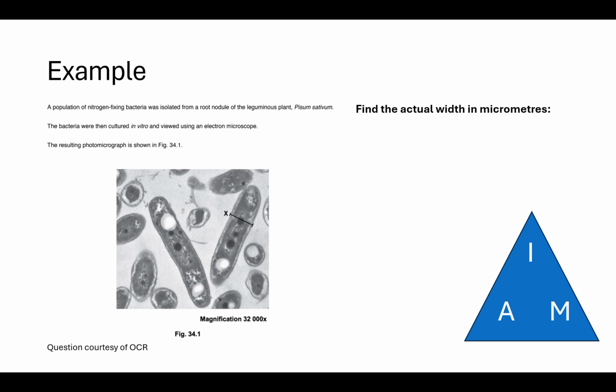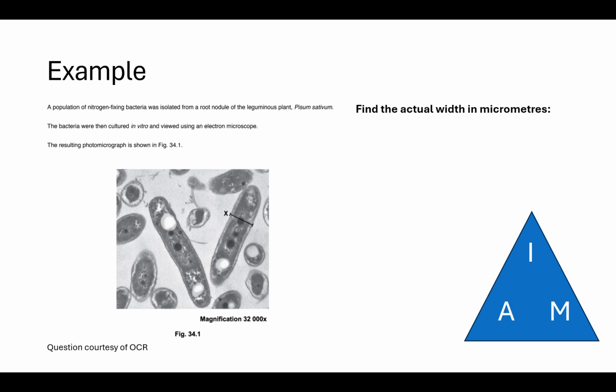Now, what is the image size? We are told to find the actual width of this bar X, the width of the bacterium. Well, the image size would be the actual measured distance X. So I would take out my ruler and place it on this image, and I would say, okay, I measured about 15 millimeters, which is actually what I'd get if I printed out this paper and measured it. It would be 15 millimeters. Okay, so that would be my first step.